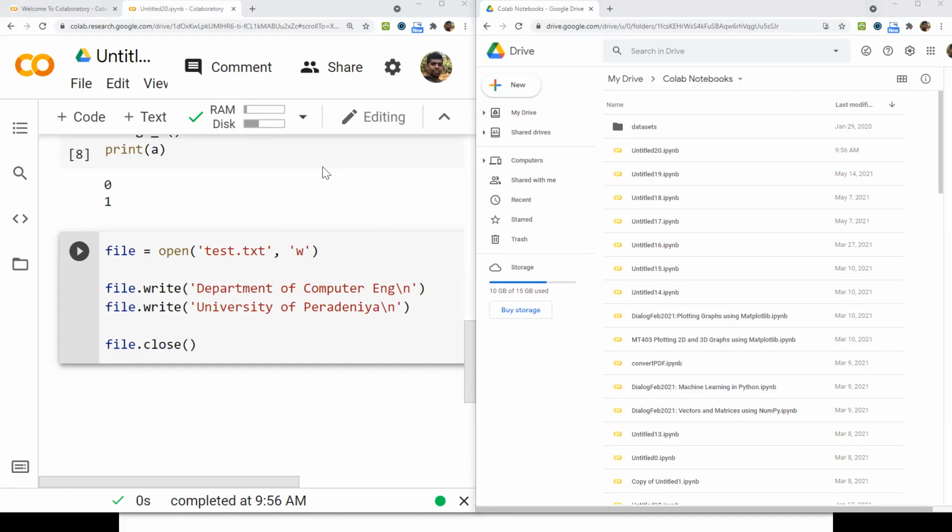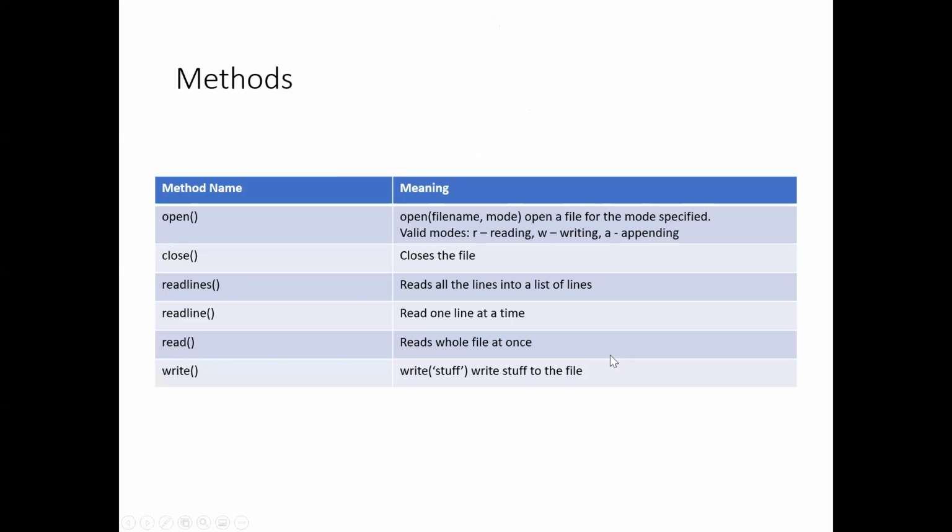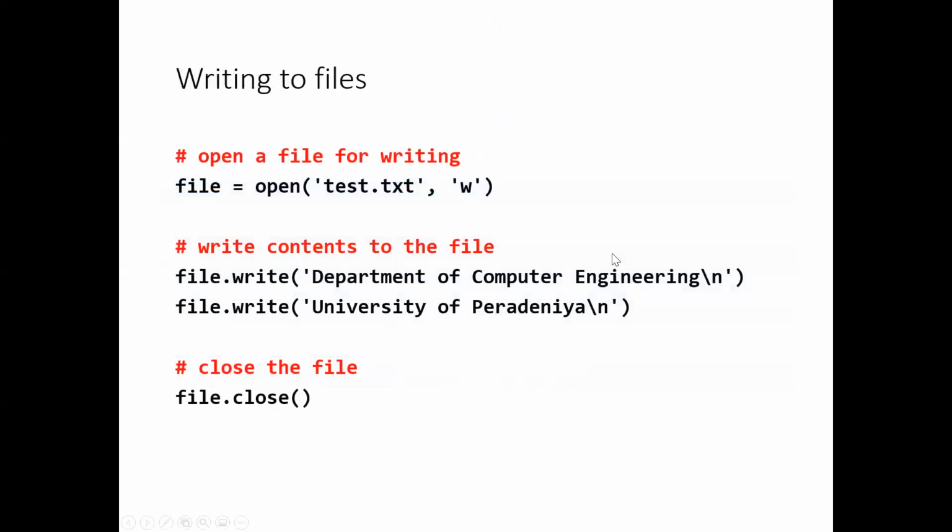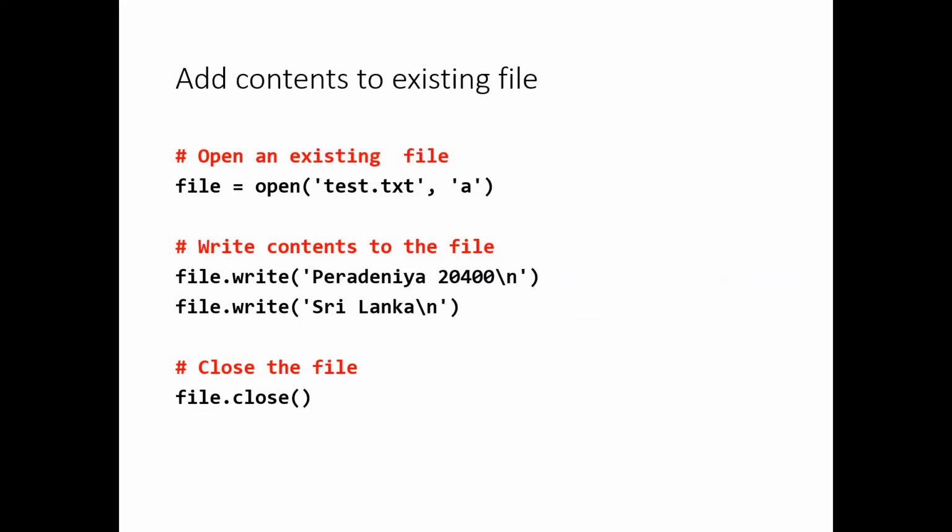What we have just discussed is how to create a file. One thing you notice: if you want to read, you have to use R. For write, you use W. Appending is A. Let's say you are going to add another 2 lines to the existing file. So what I'm going to do next is open the same file, this time for appending. I put A here, and then I will write 2 lines, and then I will close the file.